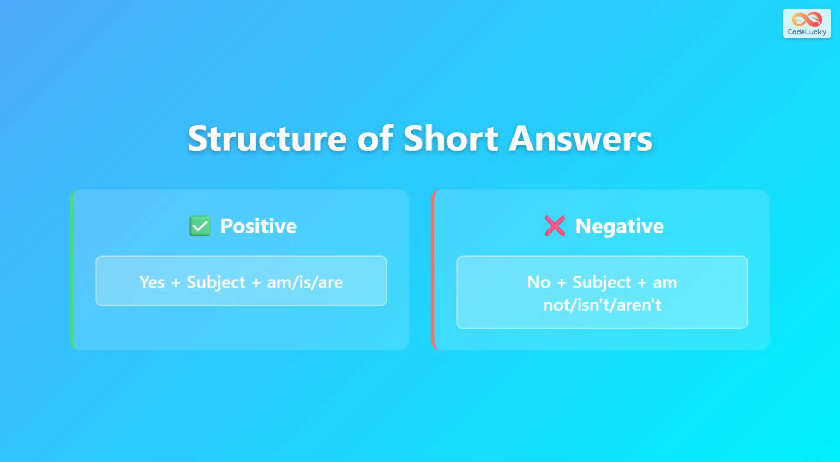Now let's look at the structure. For positive short answers, we use yes plus the subject pronoun plus the verb am, is, or are. For example, yes, I am, or yes, she is. For negative short answers, we use no plus the subject pronoun plus am not, isn't, or aren't. For example, no, I'm not, or no, they aren't. Notice how we keep the same auxiliary verb from the question.